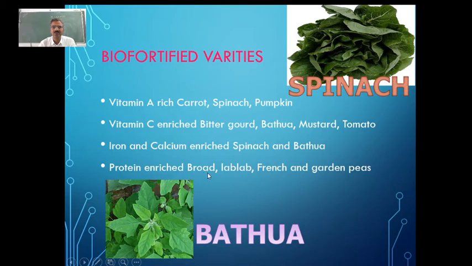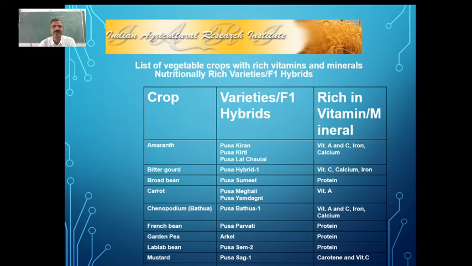Protein enriched broad beans, lab lab, French beans and also garden peas. So they are all rich in proteins. They have been biofortified to have more proteins here.